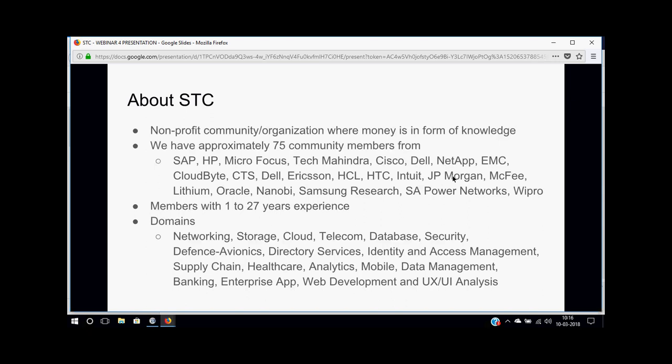And what is more important to us is that people with this experience bring domain expertise. You have networking, storage, cloud, telecom, database, security, you name it. Healthcare, analytics, mobility. They all work in these domains, so they bring this experience into the community, which is the power of collaboration.